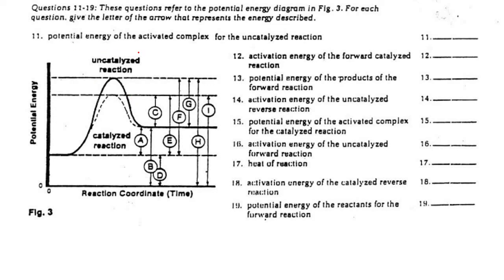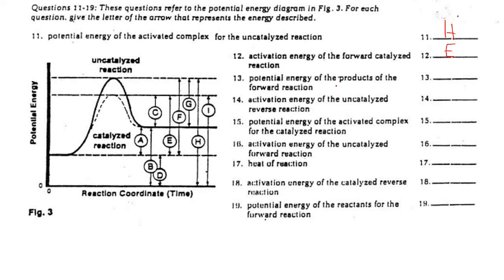So 11, the PE of the activated complex for the uncatalyzed reaction. So top of the hill. So we want to go from here to here. So which arrow is doing that? That would be arrow H. Number 12, activation energy of the forward catalyzed reaction. So forward. So we want to go from here up to here. So which arrow is connecting those 2 points? That would be E.